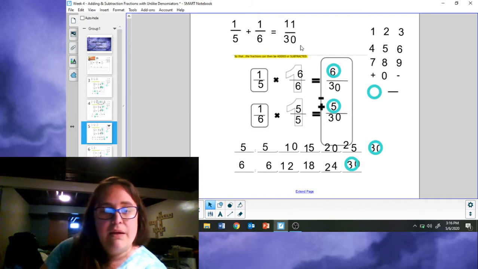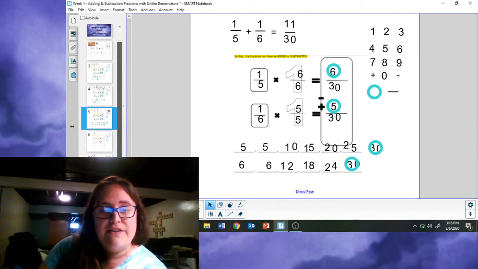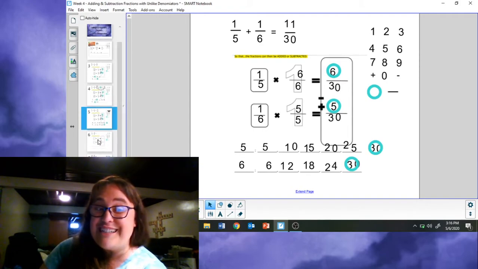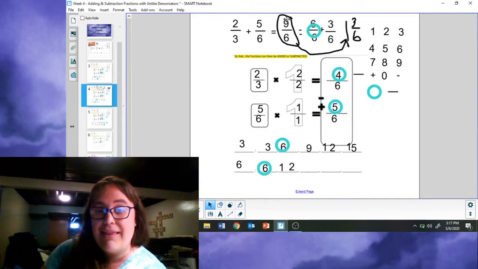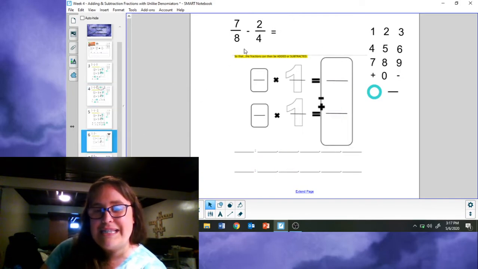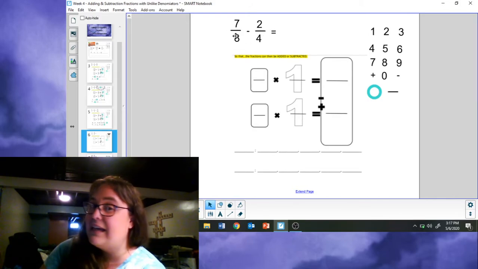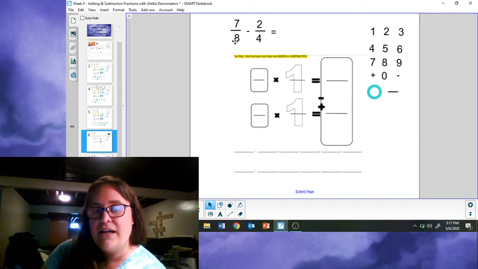All right. Next, I'm going to show you 3 different subtraction problems. Subtraction is just a little bit easier in that you're not going to end up with a problem like this, where it's improper and you have to turn it into mixed. So maybe I'll only show you 2 of these. I've got 7/8 minus 2/4. Again, are you tired of hearing it yet? Denominators are not the same, so you've got to change it to a like denominator.